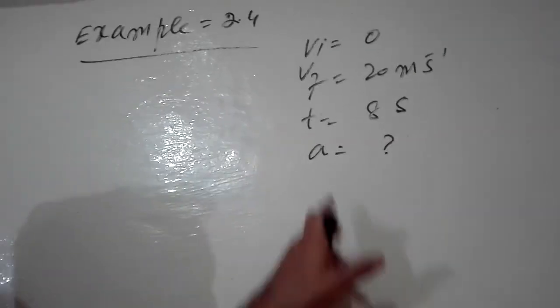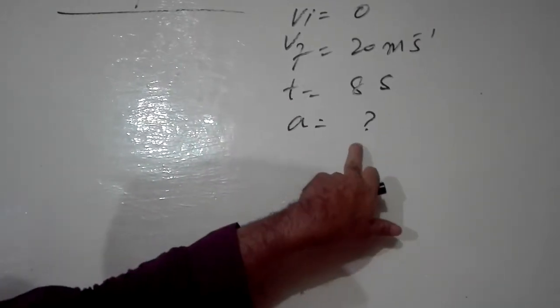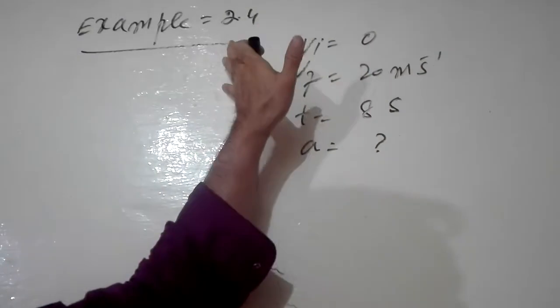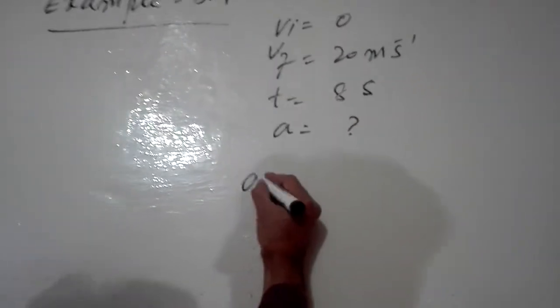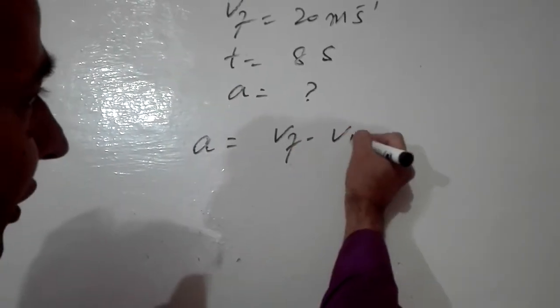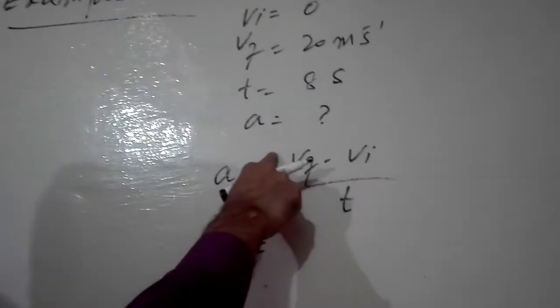You remember I explained to you in the topic of acceleration, you need not write the full word, just write A. You have to find it out. Now recall the formula I told you in the topic of acceleration. A equals change in velocity over time, meaning Vf minus Vi over T. This formula I explained to you. Now just put the values and solve.